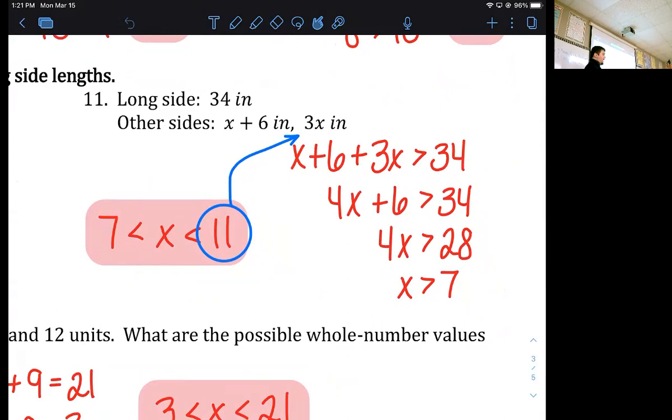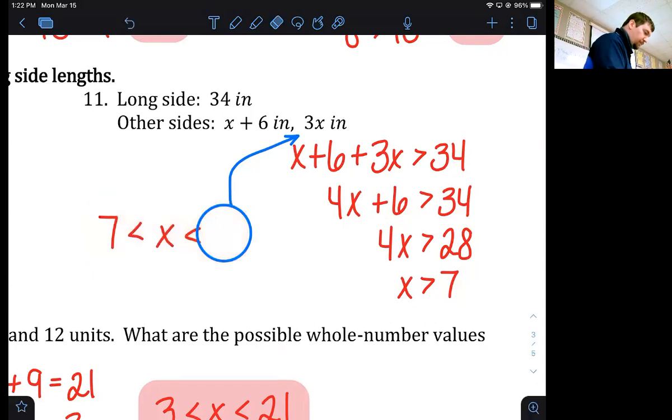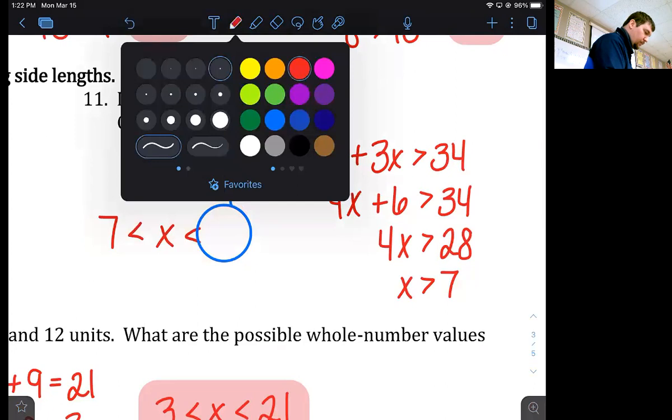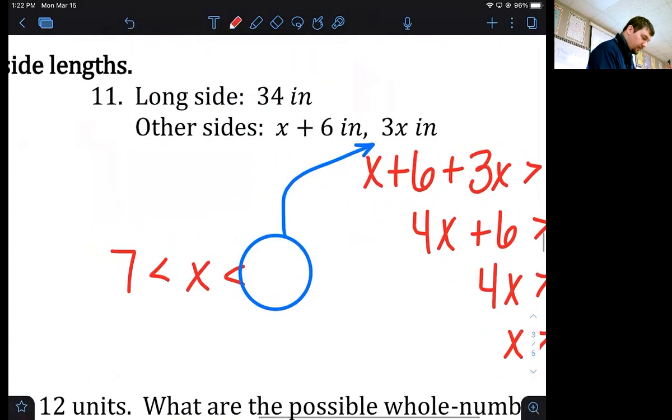It could not be 11, because if x is 11, what's 3 times 11? 33. And then actually, no, that would work. I think I meant 12, not 11. If x was 11, that'd be 33 and 17. That would work. Yeah, it wasn't 11 that I was going for. It was 12. It should be 12, I believe.